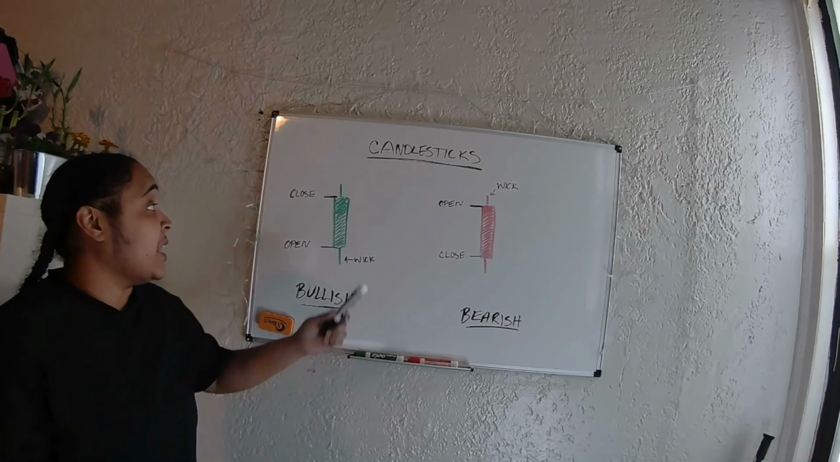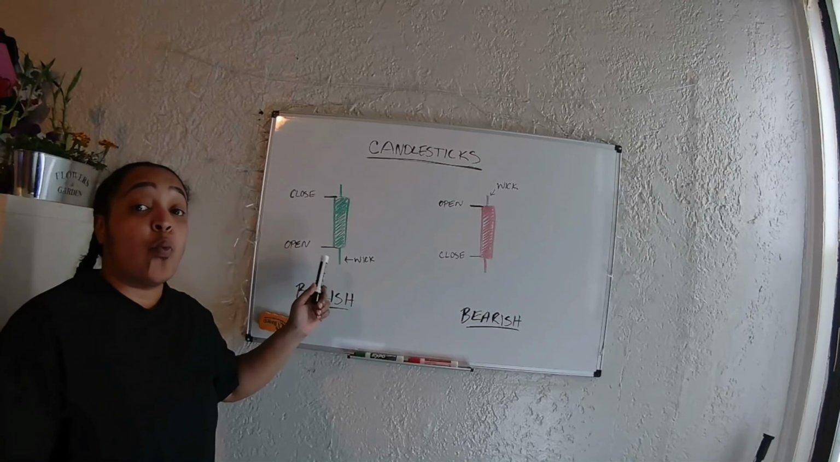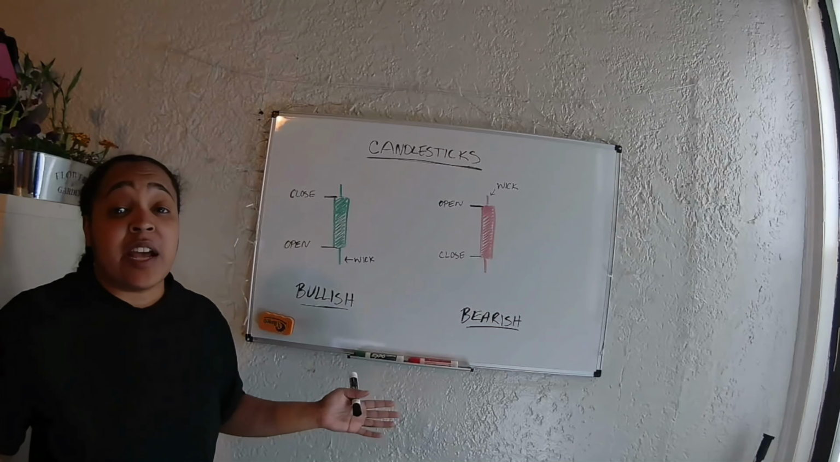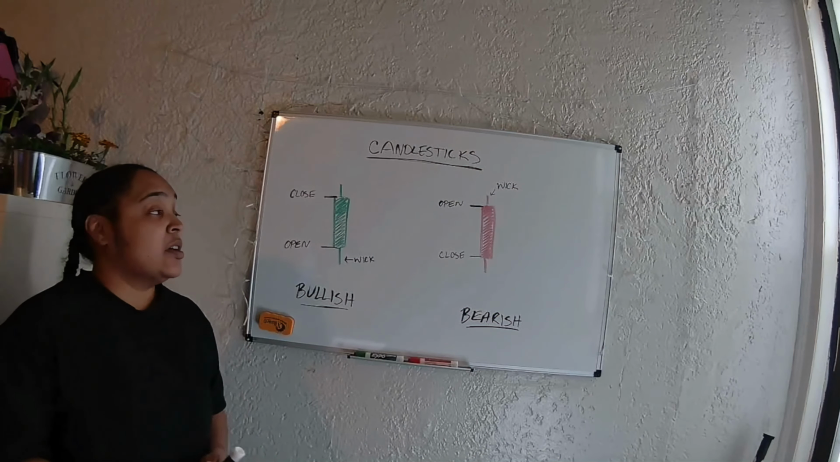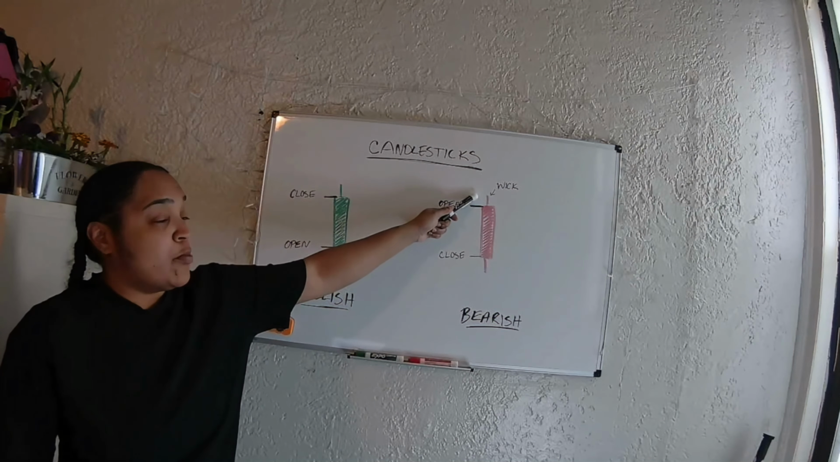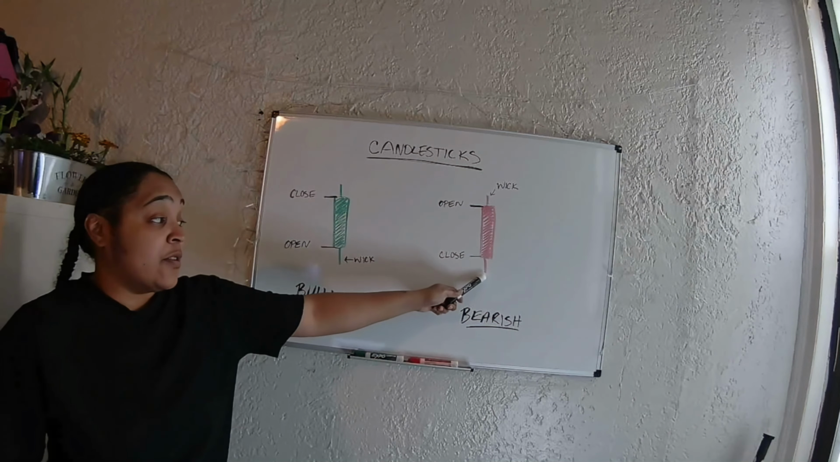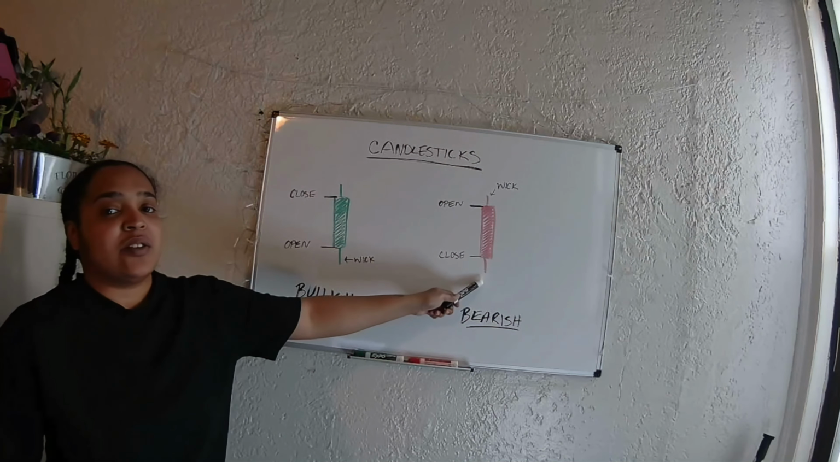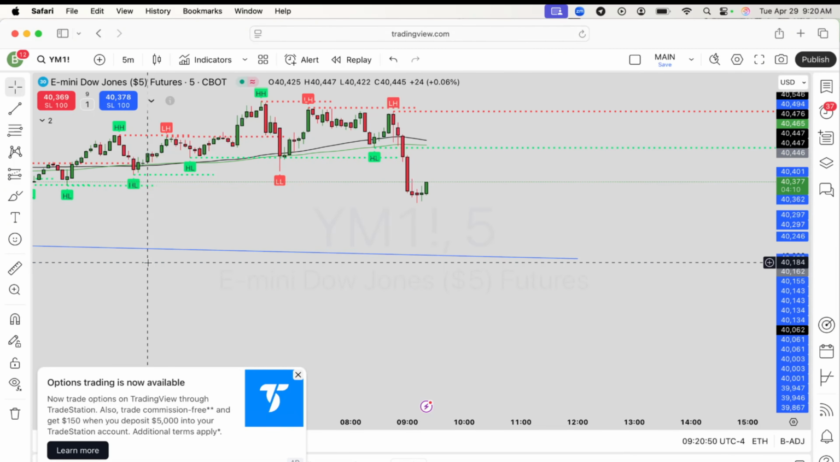Now these lines that you see here sticking out of the top and the bottom of the candles, these are called wicks, or some people like to call them shadows. Wicks represent the high and the low of that time period. So the very top of the wick will be the highest point that price reached during that time period, and the very bottom of the wick will represent the lowest point that price reached during that time period. Candlesticks are the foundation of price action trading.